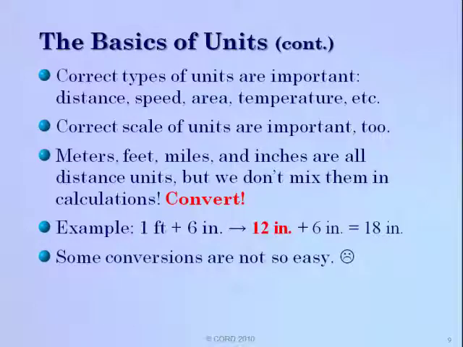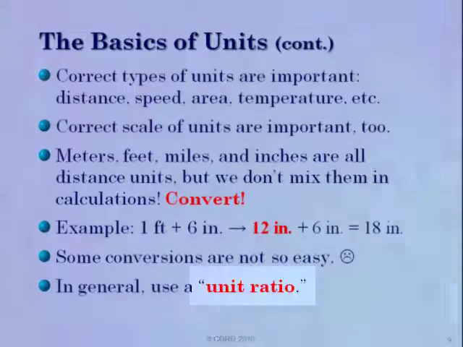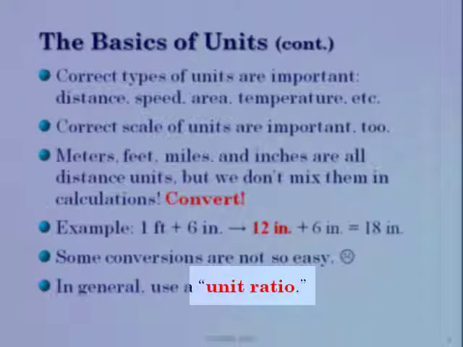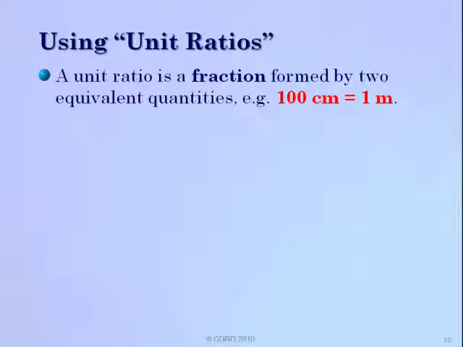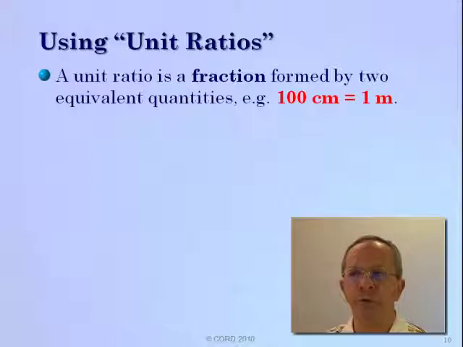And some conversions aren't so easy, and for that we need to use what's called a unit ratio. So let's learn about unit ratios and how that will help us mix up the units in calculations. A unit ratio is really just a fraction. Don't get scared by the word fraction here. It's a fraction that's formed by two equivalent quantities. For example, 100 centimeters is the same as 1 meter.